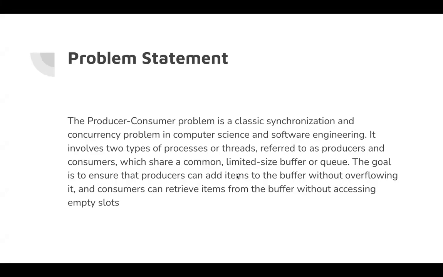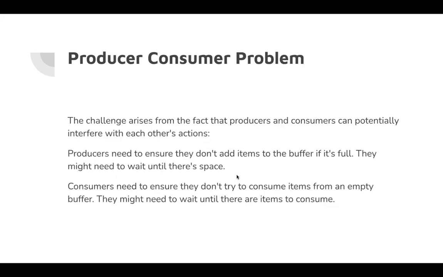So there are two threads. One is the producer and the second is the consumer thread. The producer thread will produce the elements and insert them into the queue or any shared resource, while the consumer thread is responsible for consuming the items from the queue. But a challenge arises from the fact that producers and consumers can potentially interfere with each other's actions.